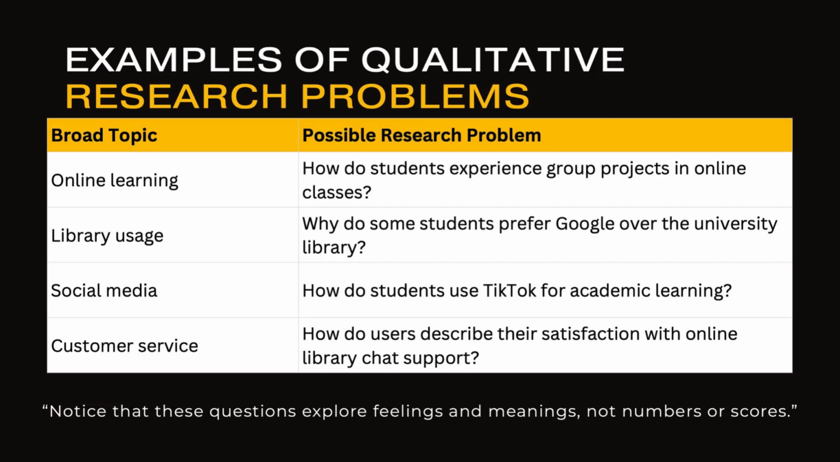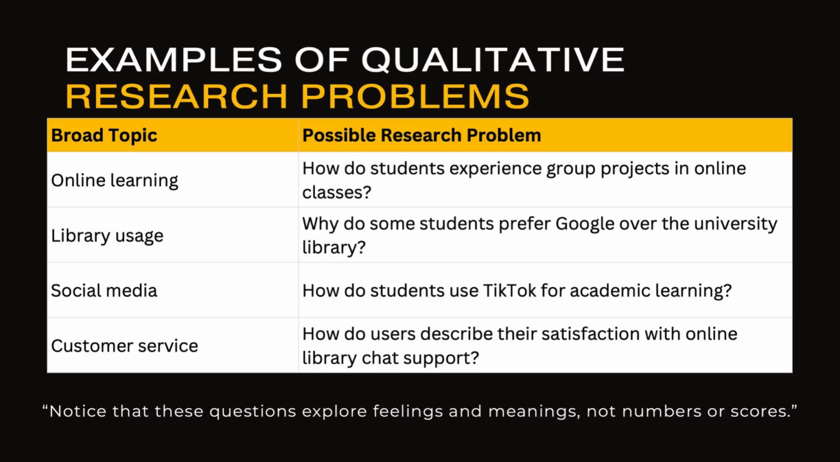Notice that each one focuses on people's experiences, perceptions, or feelings rather than numbers or percentages. The first broad topic is online learning. Here, the possible research problem asks, how do students experience group projects in online classes? This question explores the human side, how students feel, interact, and cope in digital collaboration. Next, library usage. A good qualitative question here could be, why do some students prefer Google over the university library? Instead of counting users, you're exploring why they make those choices, their attitudes, convenience, and trust factors.